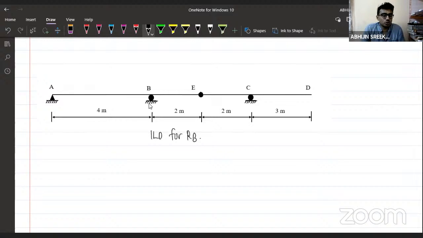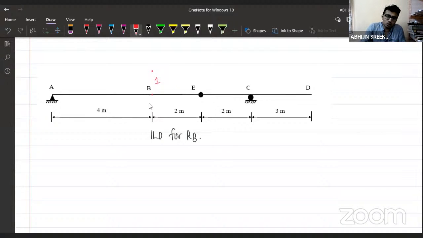Want each and every one of you to draw the ILD for RB. I'm assuming that you people are drawing this ILD. If you are comfortable with the Muller-Breslau principle, it's a matter of seconds. First of all, we have to release the reaction here. The critical reaction is released, and after that, I need to give a unit displacement. Put it here. So this came here.